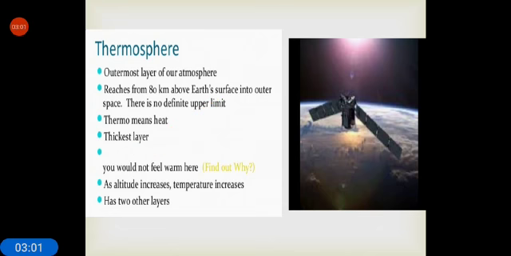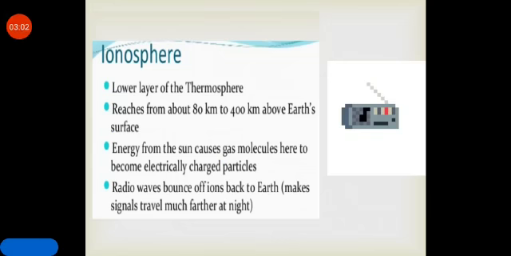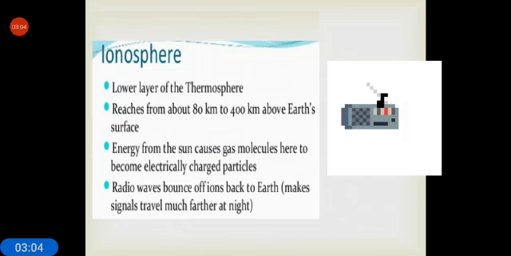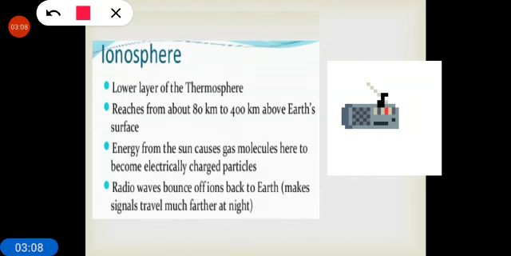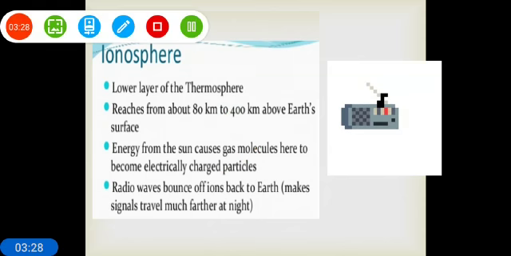It has two layers. Ionosphere, the lowest layer of the thermosphere, reaches from about 80 km to 400 km above Earth's surface. Energy from the sun causes gas molecules here to become electrically charged particles. Radio waves bounce off ions back to Earth, which makes signals travel much further at night.